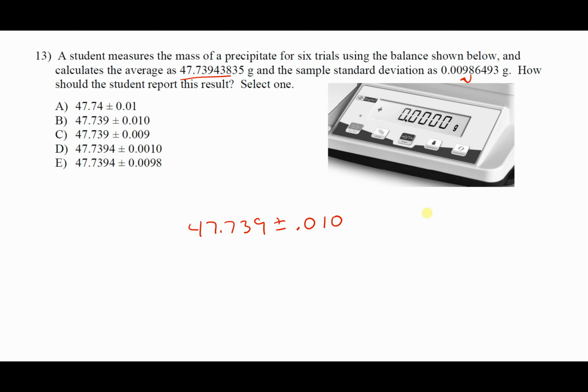Rule 3, are we doing better than the instrument? The instrument is plus or minus 0.0001, right, because 4 decimal places. What's bigger, 0.01 or 0.0001? It's 0.01, answer is B.